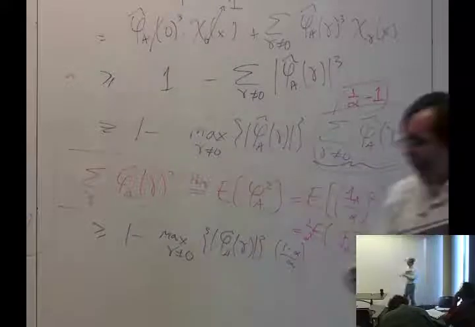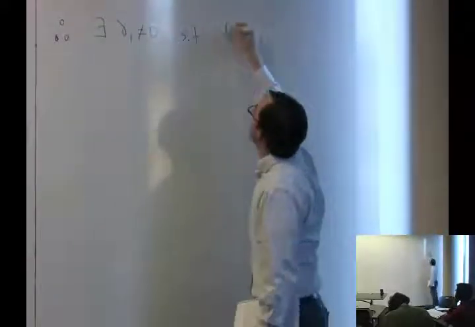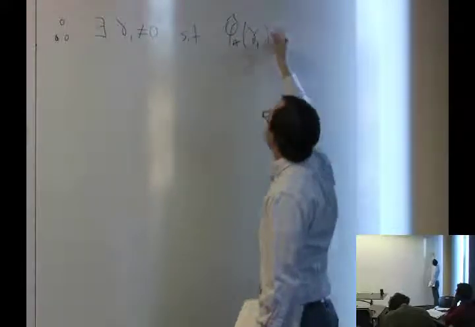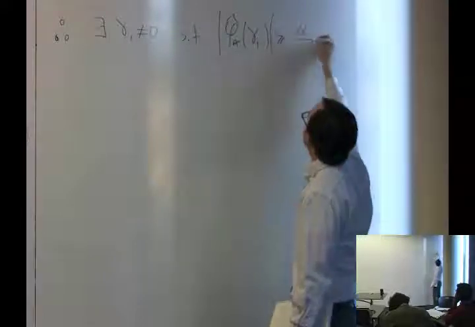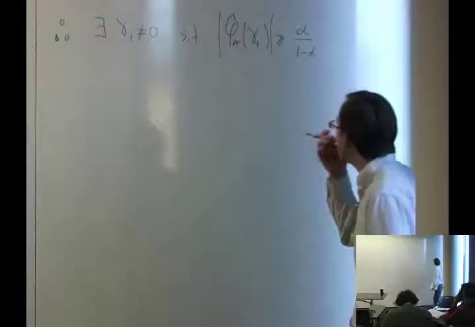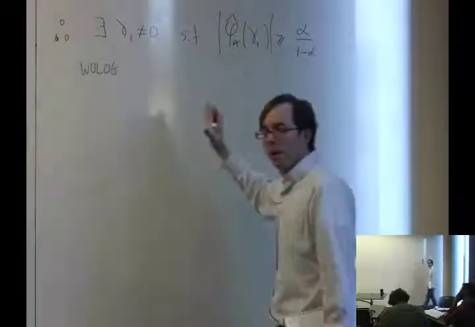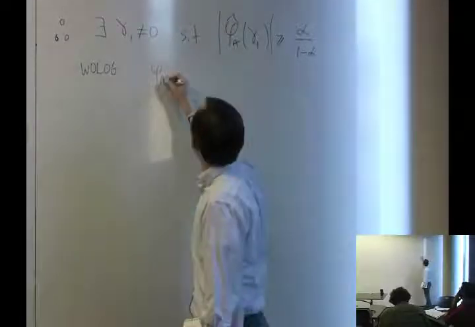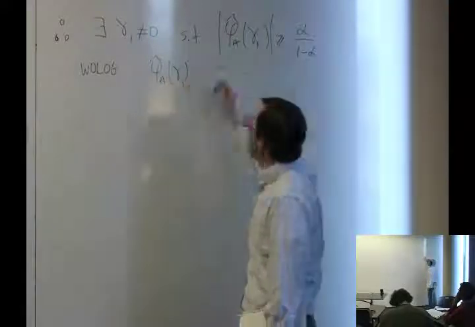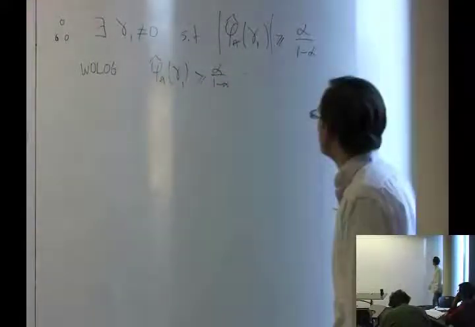Here's the grand finale of this first part, which was the finale of the homework. There exists some non-zero Fourier coefficient such that phi A hat gamma 1 is at least alpha over 1 minus alpha. It's not exactly clear why this is without loss of generality, but it'll become clear. Let me assume without loss of generality that phi A hat gamma 1 is positive, so it's at least alpha over 1 minus alpha. Let's just assume it's positive, not negative.